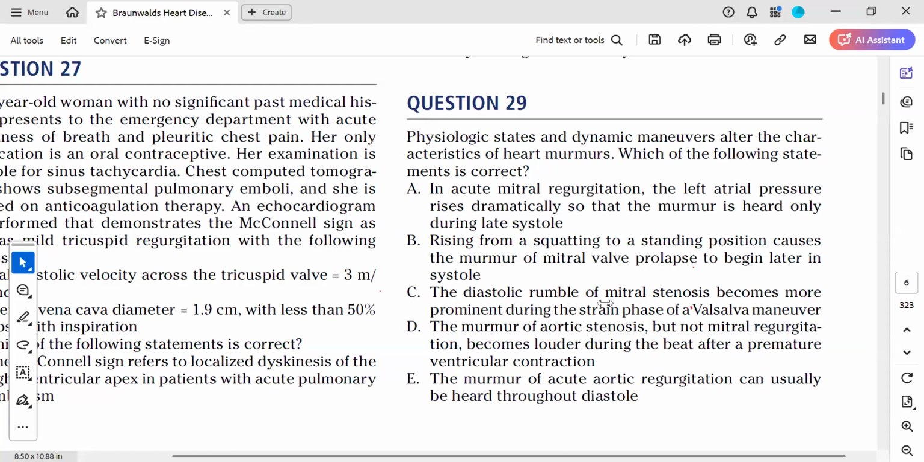Now, rising from a squatting to a standing position causes the murmur of mitral valve prolapse to begin later in systole. This is also false. It's also early in systole.